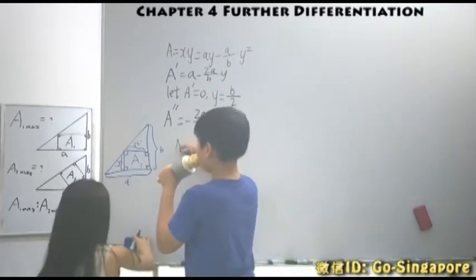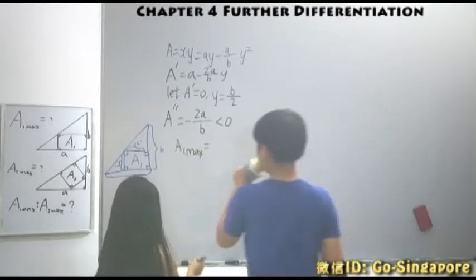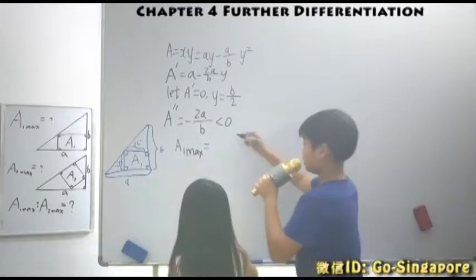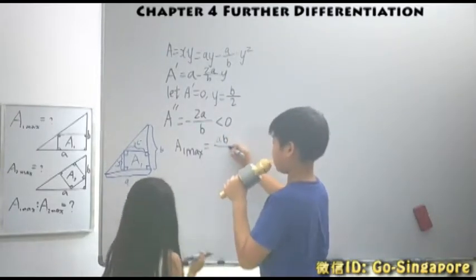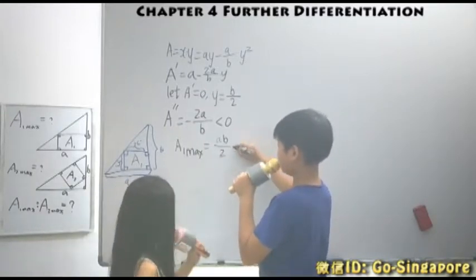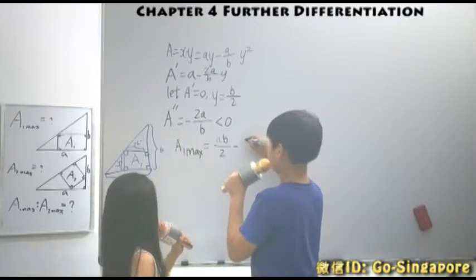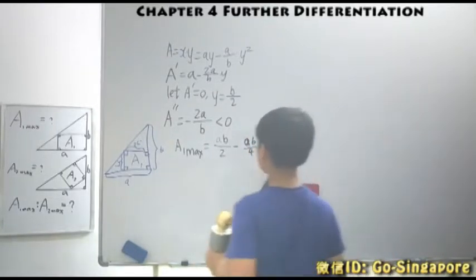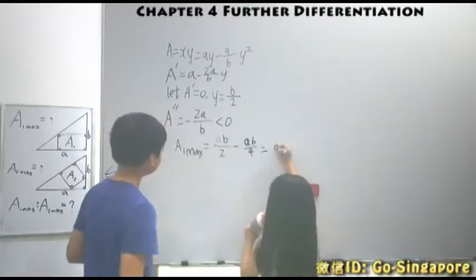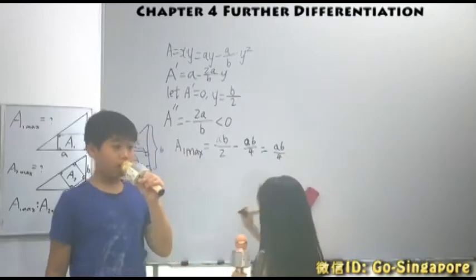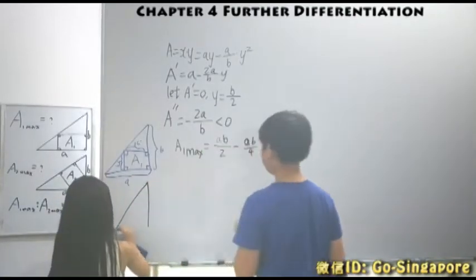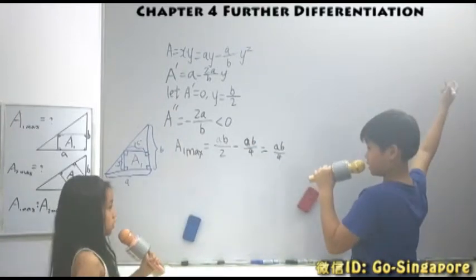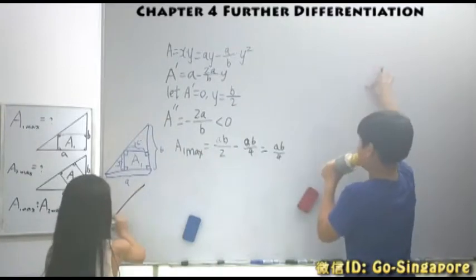So right now we'll find the maximum area. We just need to substitute the Y in. So this is AB over 2, minus AB over 4. Then 2AB minus AB will be AB over 4. This is the answer. I'll use another triangle, in another color, to represent the second question. We found this answer, so we can leave this here and continue here.